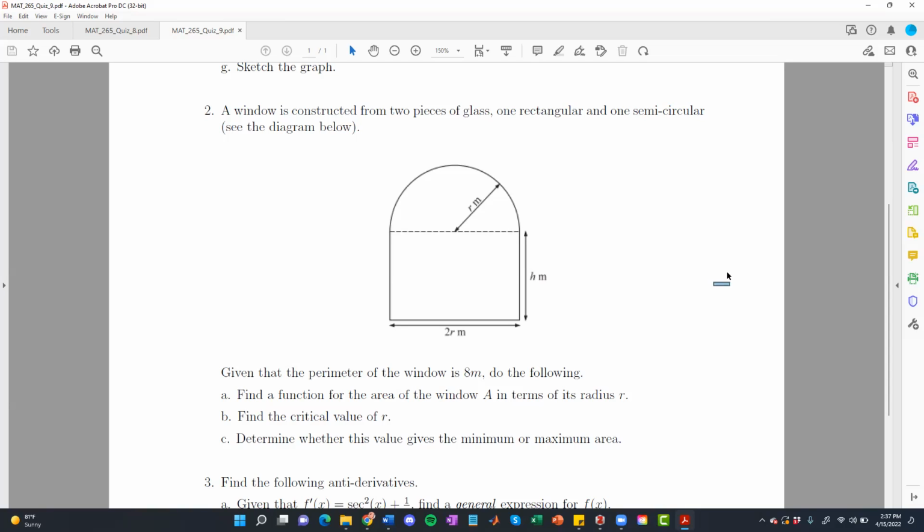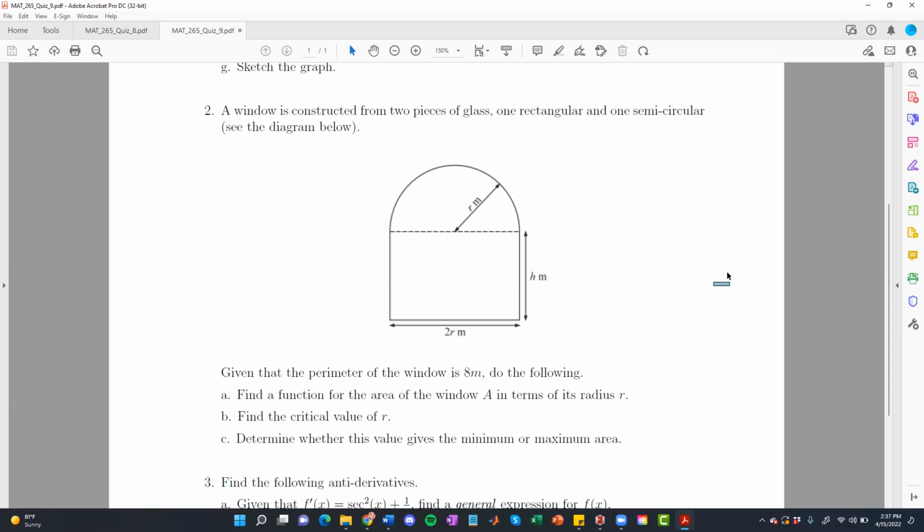All right, any questions there? Why did I do that? To get H in terms of R. And then now you can sub that in for H. So part A of this is to find an area function that only depends upon R.